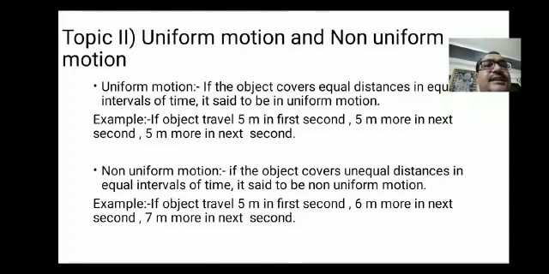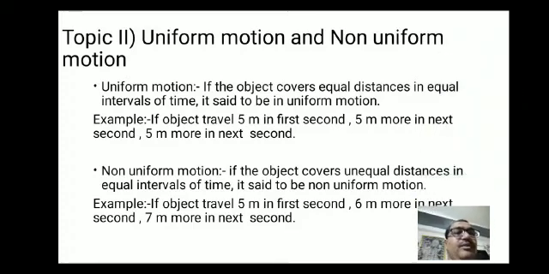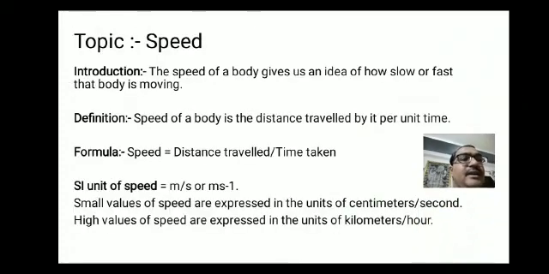I hope you understand uniform motion and non-uniform motion, the second topic. Then we can go with our third topic. We can understand about speed. So what is speed? The speed of a body or object gives us an idea of how slow or fast that body is moving, or a car is moving, or any other example we can take.